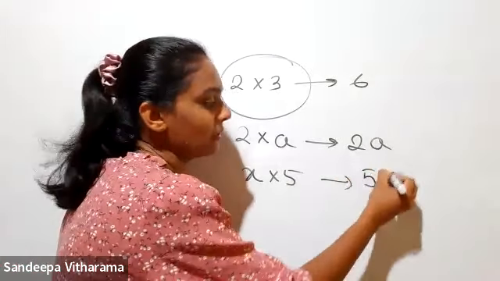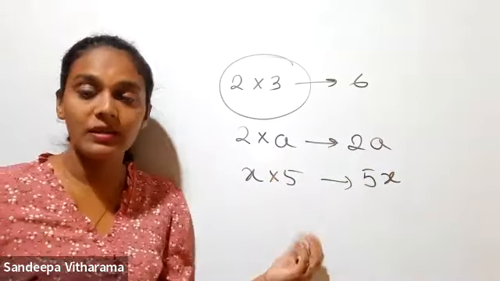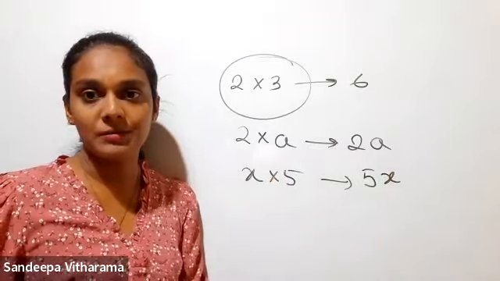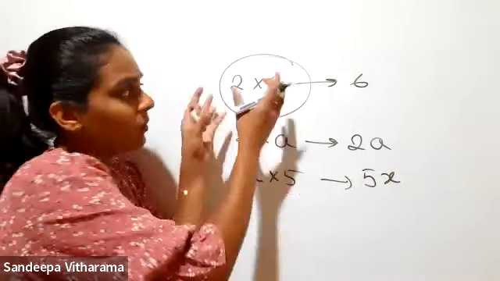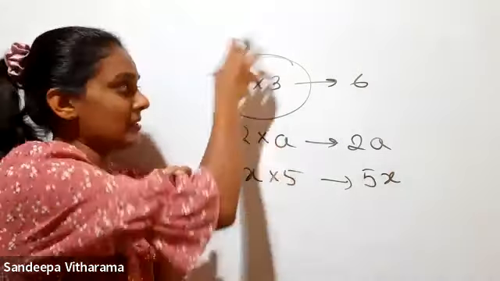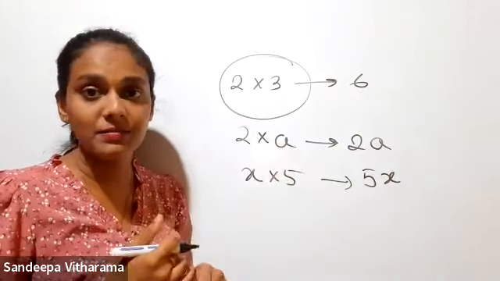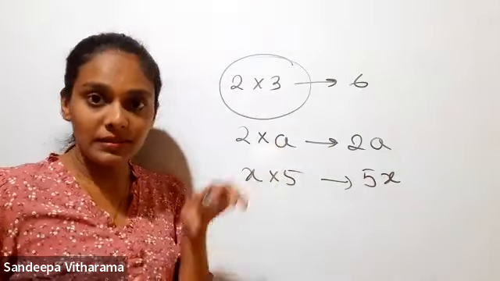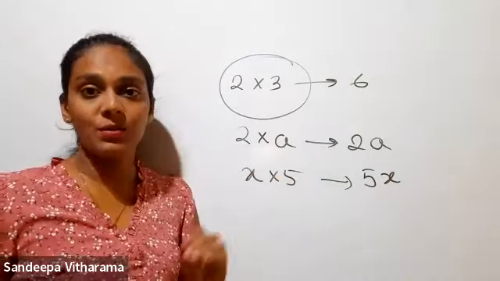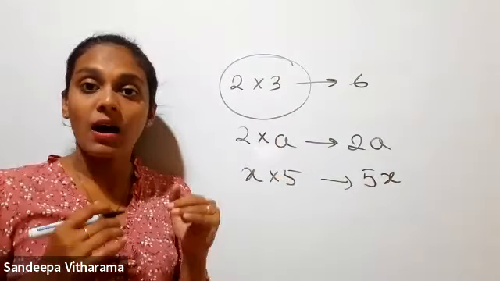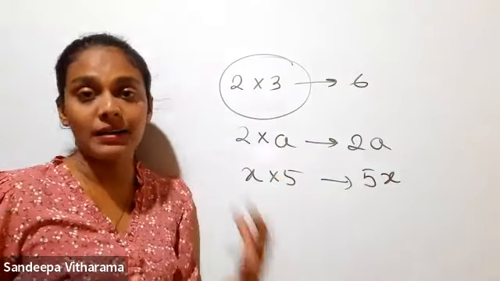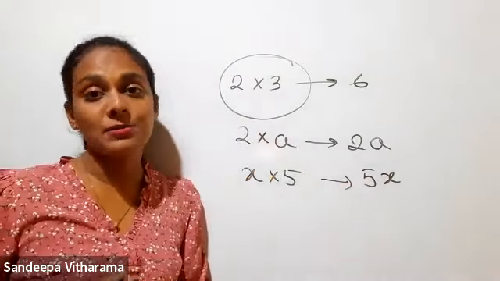It is 5a because we have to give the priority for the number. Okay. Now these all are terms. If I consider the numbers also as terms, they are terms. But now today we are going to identify how we multiply two expressions.